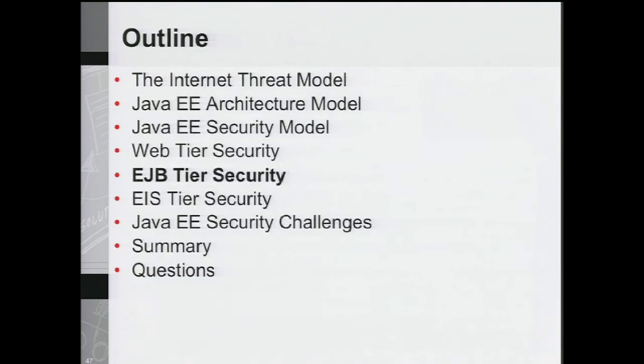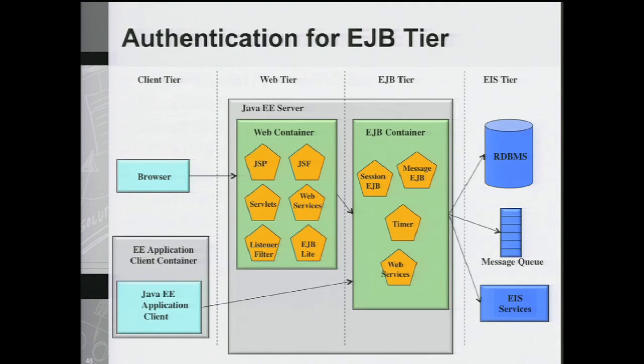All right, let's talk about EJB tier security. We probably see this diagram for the third time here. When you talk about authentication in the EJB tier, there are typically two ways of that happening. The users log into the web tier, and then they try to access the functionality of the EJB tier via the web tier. In this case, the container makes sure that the subject propagation is happening. The security context is being propagated from the web tier to the EJB tier.